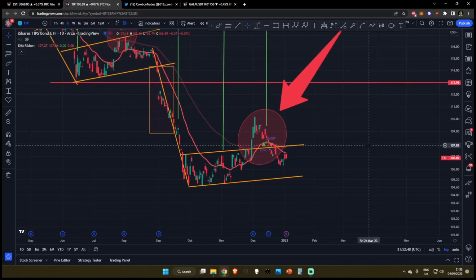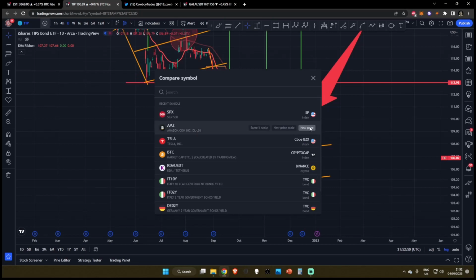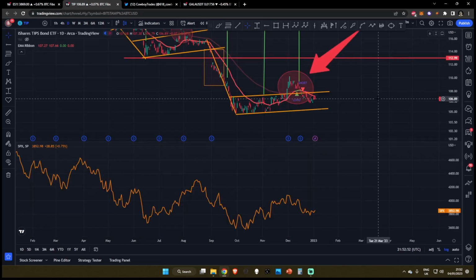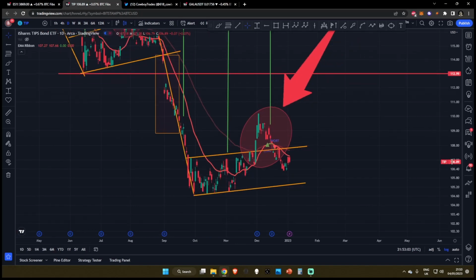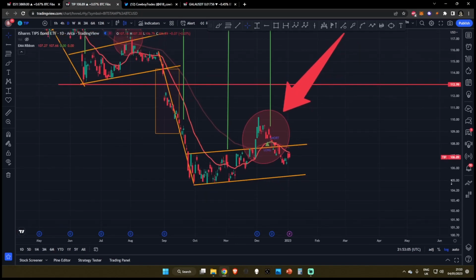This is not a good sign for the TIP ETF, and as we previously discussed, the TIP ETF is a leading indicator for the rest of the markets. If the Treasury Inflation Protected Securities aren't safe, then you can bet the S&P 500, the Nasdaq, and Bitcoin are going to be the next ones which will start plummeting through the floorboards.